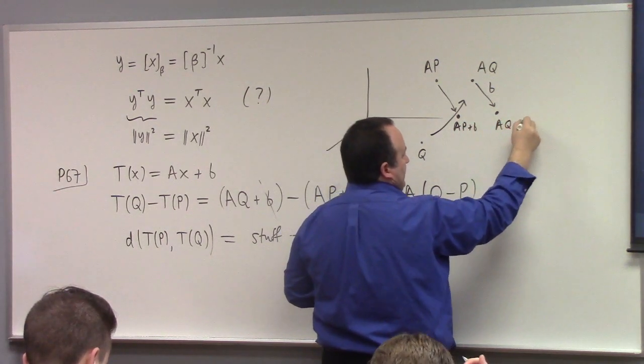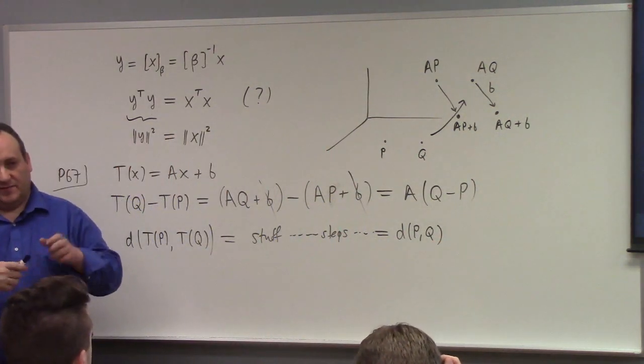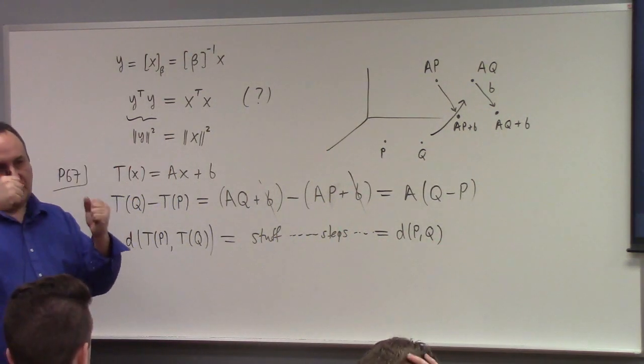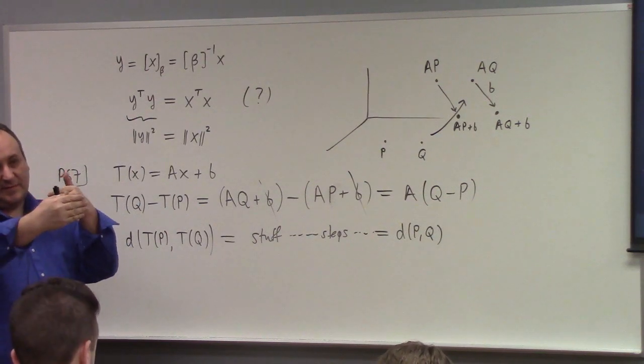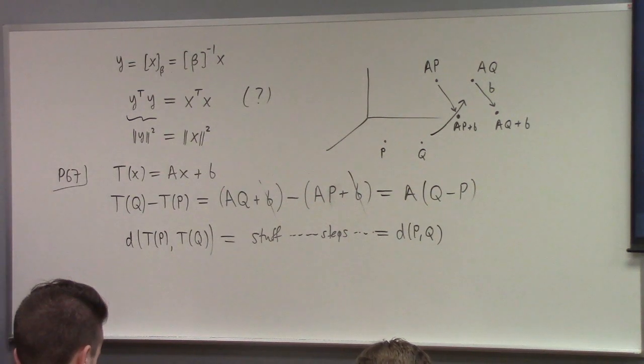Now this is not a proof or anything, but this is an explanation for why the distance between the points is maintained. It's because you're rotating around the origin and then you're shifting. So the displacement between the two remains the same. But you're proving it algebraically, not with a heuristic picture.